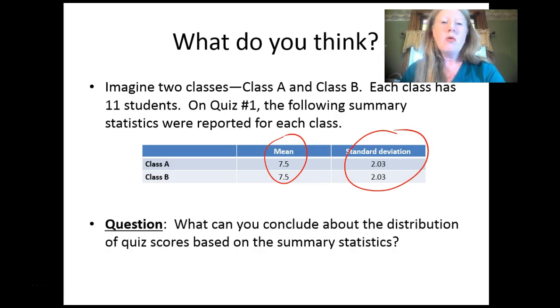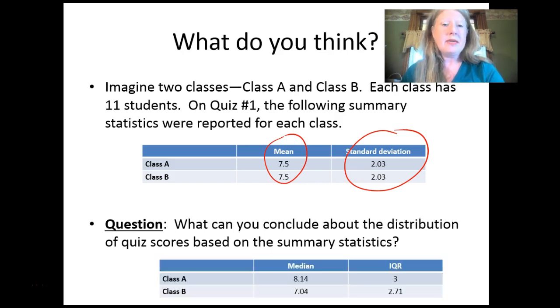So I want to know, what do you think you can conclude about the distributions based on just knowing these summary statistics? What would you say? Do you think the distributions would be exactly the same because there are the same number of students and we have the same mean and the same standard deviation? So think about it. Let's say I threw this other information into the mix. Let's say I said, okay, well, look, we also have the median and we have the IQR for each distribution. So now you can see they're not exactly the same.